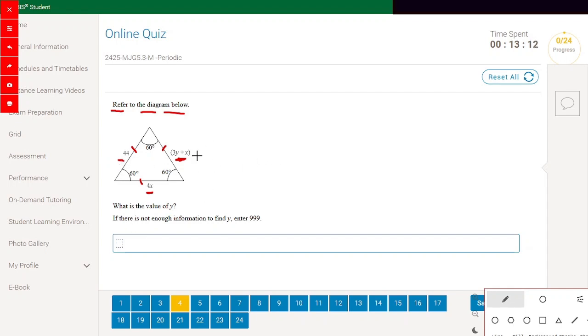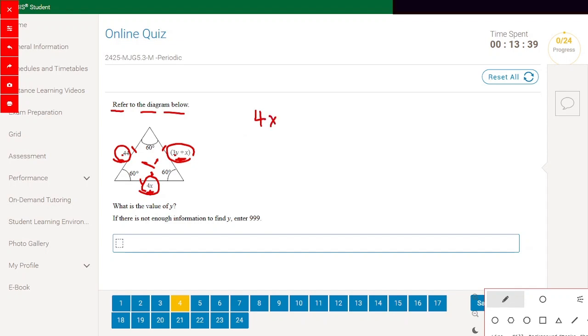Anyway, to get y, because all the angles are 60, all the opposite sides are equal. So this is an equilateral triangle. That means this side equals this side, this side equals this side, and this side equals this. So all three sides are equal. Now we have this side, 4x, equal to 44.